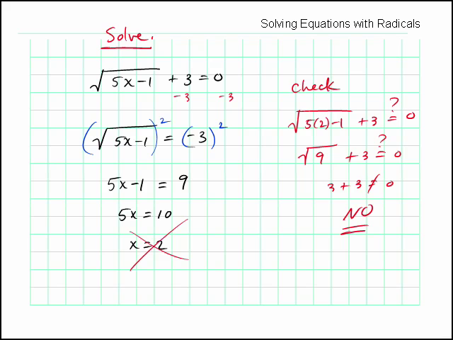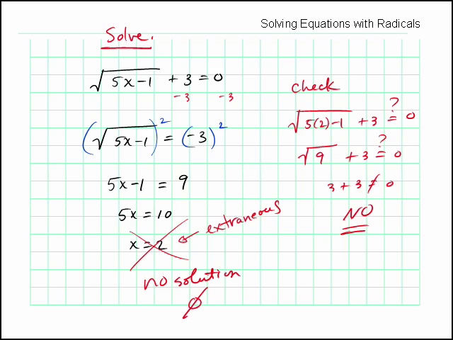It's called an extraneous solution. Extraneous. So our original equation actually has no solution at all. Or in other words, our solution set is empty.